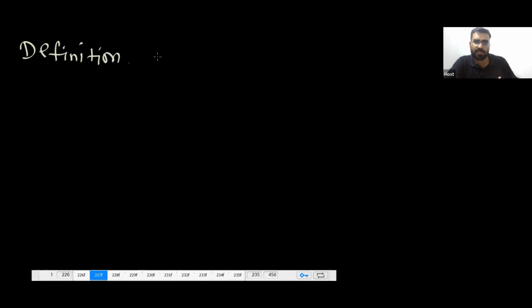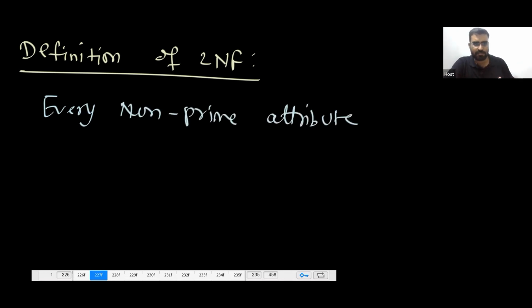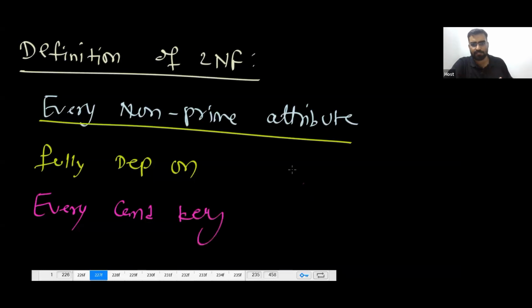What is the definition of 2NF? The definition of 2NF says that every non-prime attribute is fully dependent on every key. Every non-prime attribute is fully dependent on every key. This is the definition. Is this clear? This is the definition we have seen.